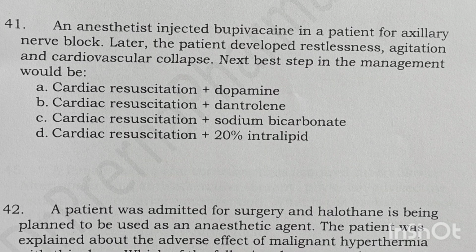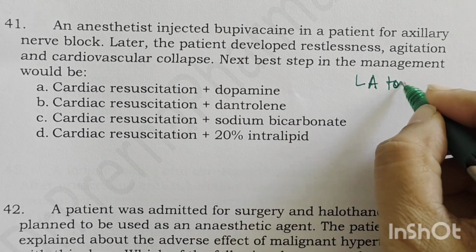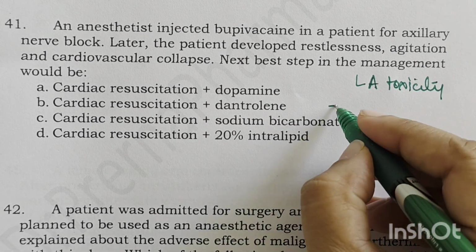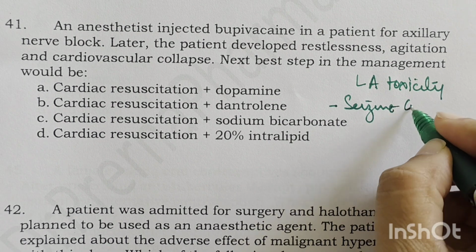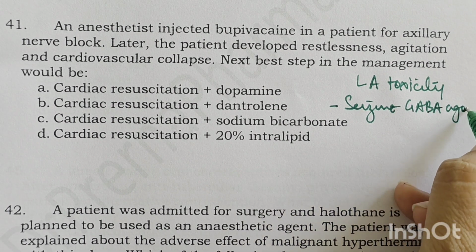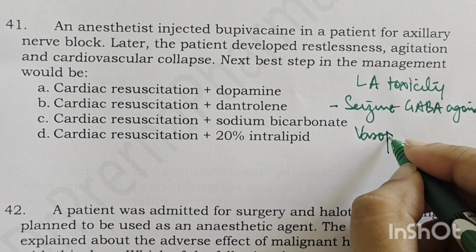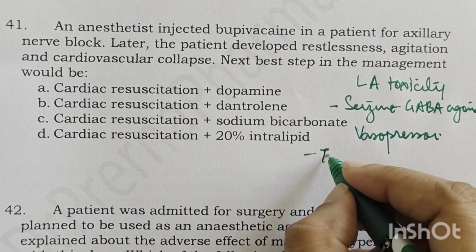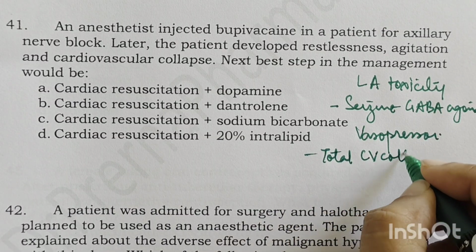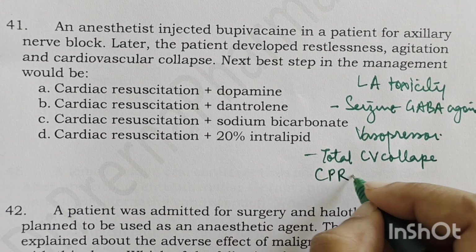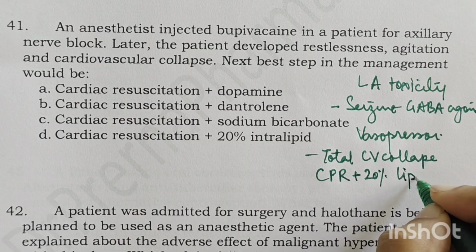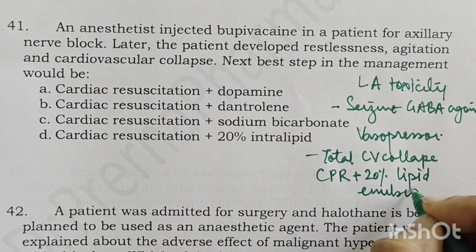Now, here it is basically a local anesthetic toxicity, right? So, how is management done in this? If seizures are coming, then we have to give a GABA agonist. Vasopressors can be given for cardiovascular toxicity. Then, total cardiovascular collapse is treated with CPR plus 20% lipid emulsion. So this is the therapy.